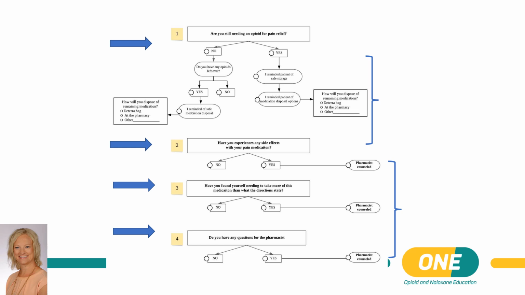If they are still needing an opioid for pain relief, you would remind the patient of safe medication storage. So out of the reach of children and pets, out of view of any visitors, and in a designated area. So not out and about, somewhere that's designated for medications. And then remind the patient of the importance of medication disposal. So something like, once you're done with this medication, remember that it does need to be disposed of if you have any left. It can be unsafe to keep this in the home, as that can often lead to harm to your friends or family members. And then ask them, once you are finished with this medication, if you have any left, how will you dispose of that medication?